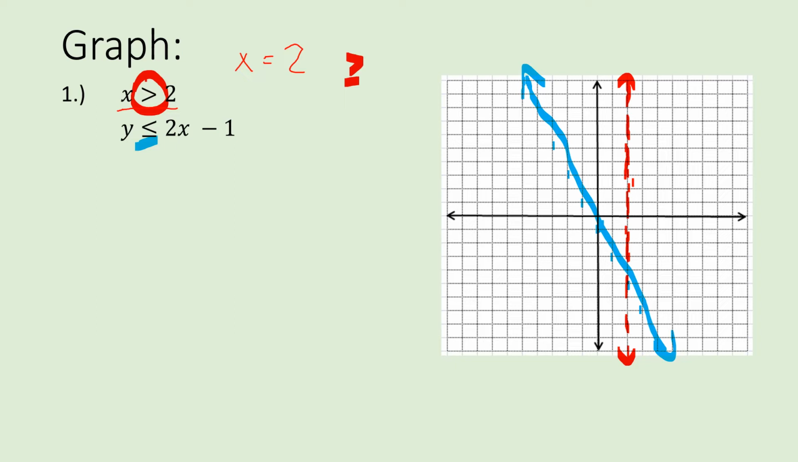We have x is greater than 2. We want to shade the side of this graph where everything is bigger than 2. Numbers bigger than 2 are obviously where we have 3, 4, 5, etc. So this is going to shade to the right.